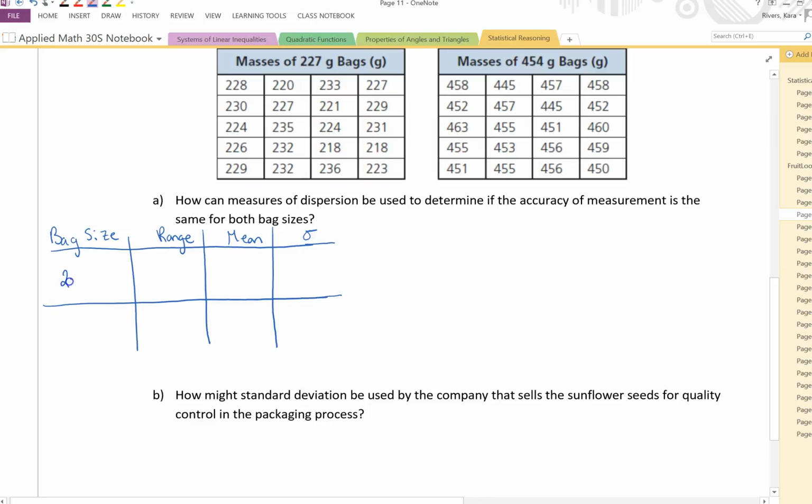So we've got the 227 gram bag, that was what I just calculated in list 1, and we've got the 454 gram bag. So the range we said was 236 minus 218, which gives us a range of 18 grams. The mean, 227.15 grams, and their standard deviation, 5.227 grams. Okay, go ahead and do the same thing with the 454 gram bag.